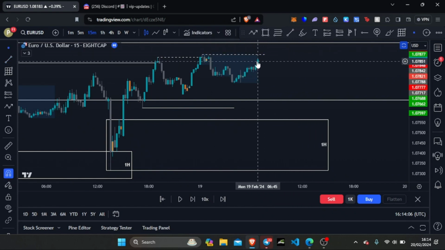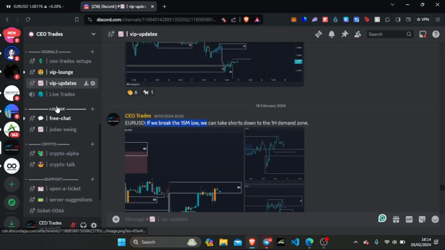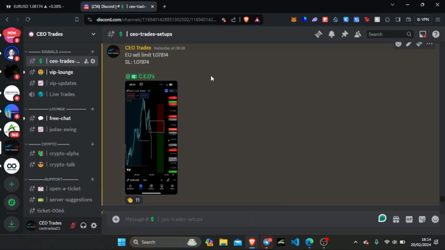and potentially wait to see a sweep of the Asia highs. And if we get a sweep of the Asia highs, now we're in line with our order block strategy and also our Judah swing strategy. So that just adds more and more confluence into this one singular trade, which means that because it's so high confluence, I was very confident in taking this trade, which is why I sent this as a valid setup in the signals group.